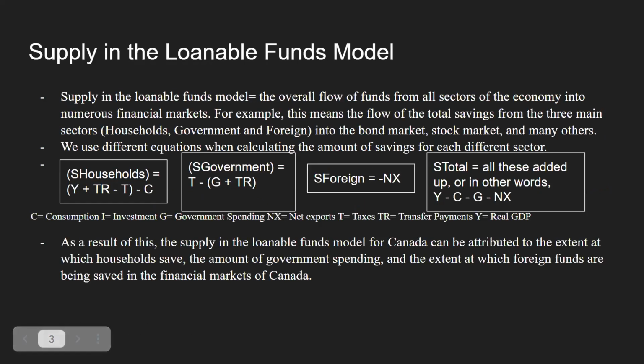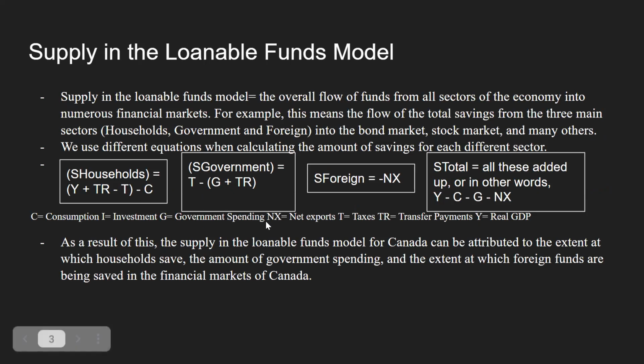And of course, the supply curve is upward sloping and the demand curve is downward sloping. So, supply in the loanable funds model is equal to the overall flow of funds from all sectors of the economy into numerous financial markets. For example, this means the flow of the total savings from the three main sectors, which are households, government, and foreign, into the bond market, stock market, and many others.